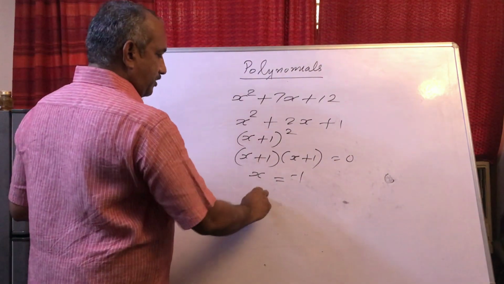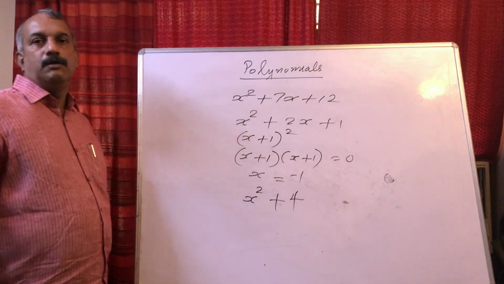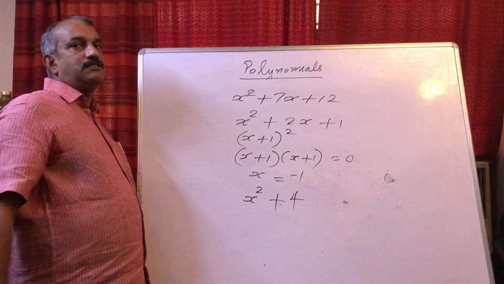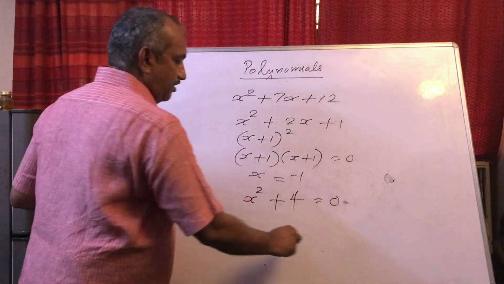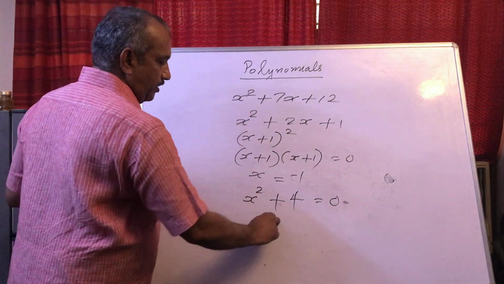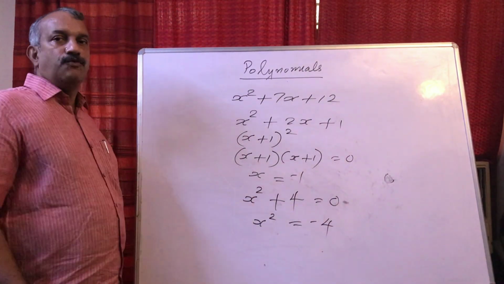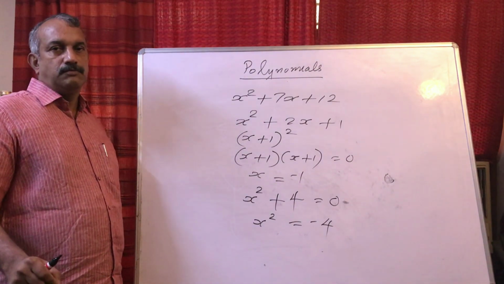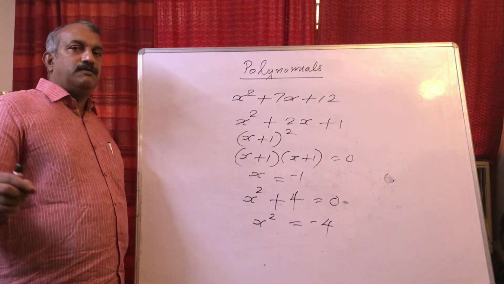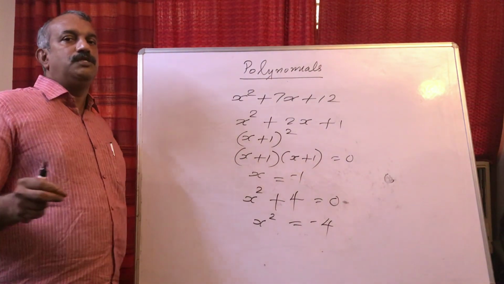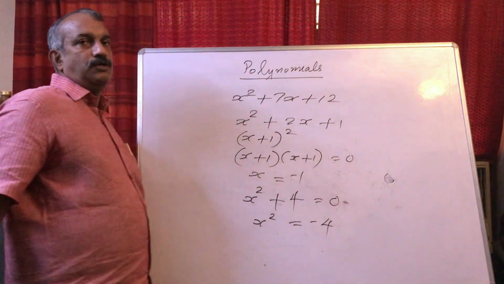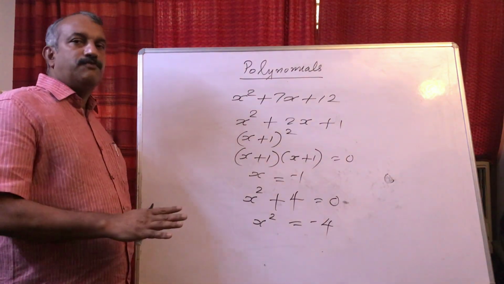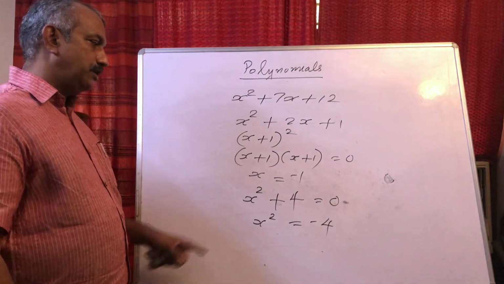Now if it is x square plus 4, this polynomial is a quadratic polynomial, but it does not have any zero, because when we equate to 0 and simplify, x square plus 4 is equal to 0, x square is equal to minus 4. Now find a number whose square is minus 4. That is not possible. The square of any number, whether it is negative or positive, is always positive only. If we find the square of 2, we get 4. If we find the square of minus 2, again we get 4. So there is no answer to this question. So there is no zero.